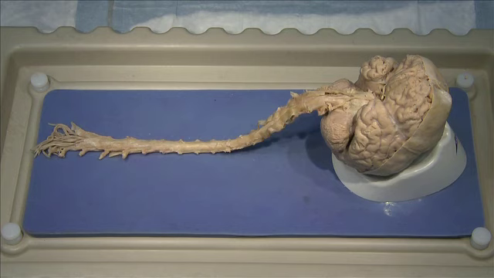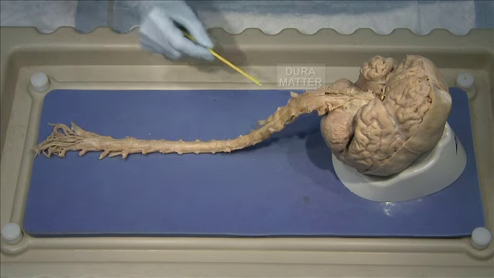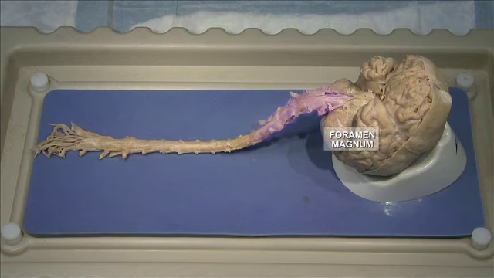Now we are looking at the ventral side of the spinal cord. The spinal cord is protected by connective tissue called meninges. There are three meninges: dura mater, arachnoidea, and pia mater. The thickest superficial membrane is the dura mater, which forms a tube that extends from the foramen magnum at the base of the skull to the sacral vertebra. Between the dura and the next covering membrane, the arachnoidea, is the epidural space.